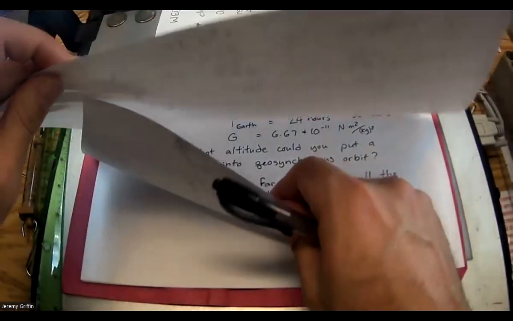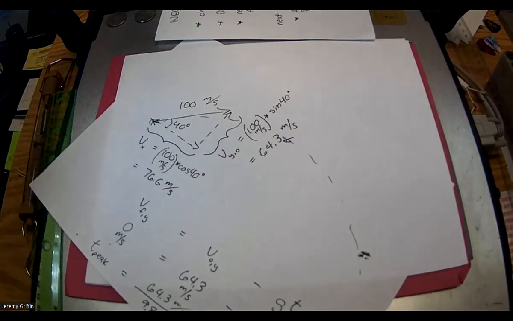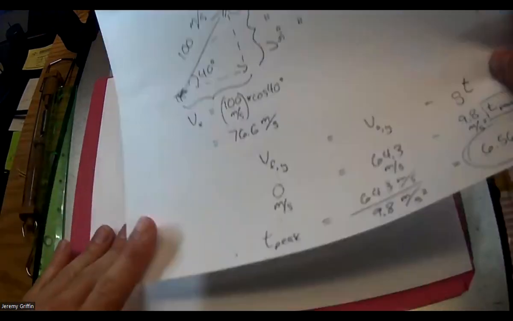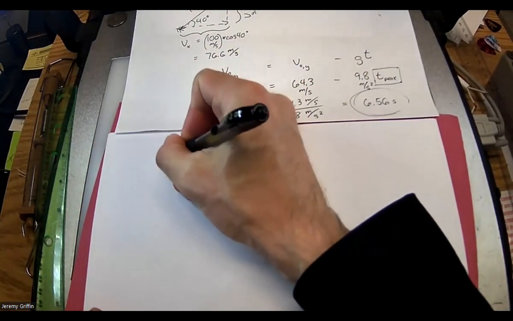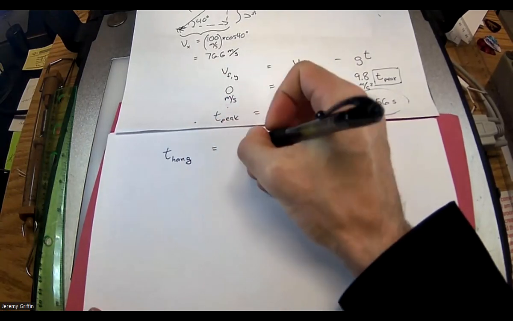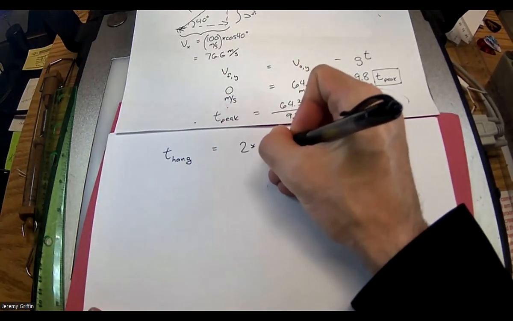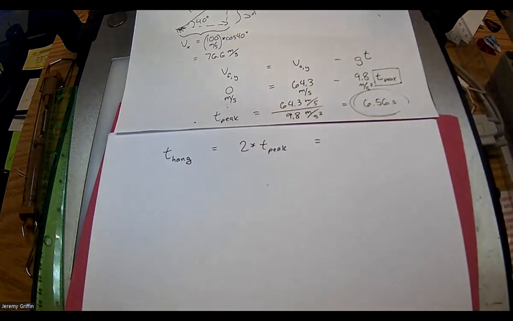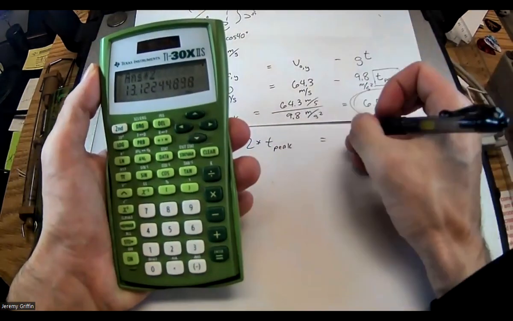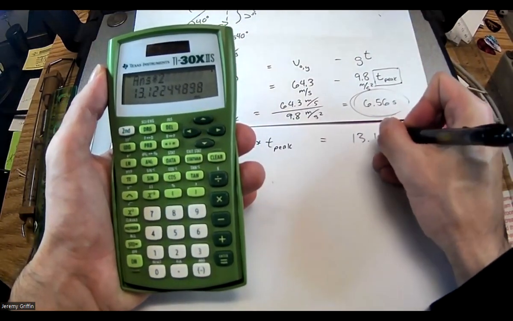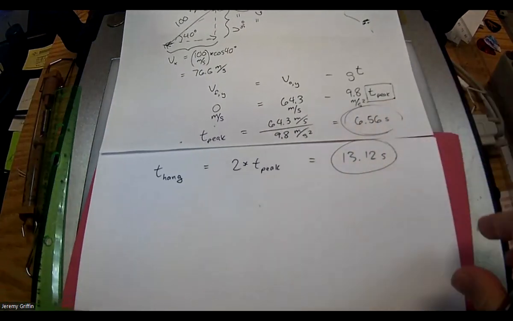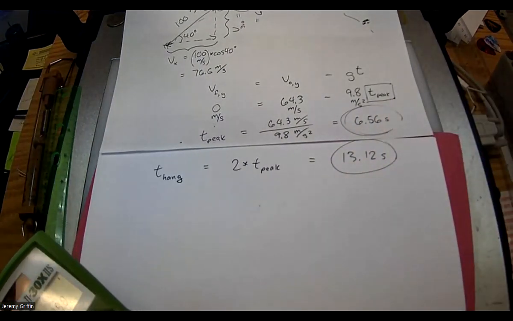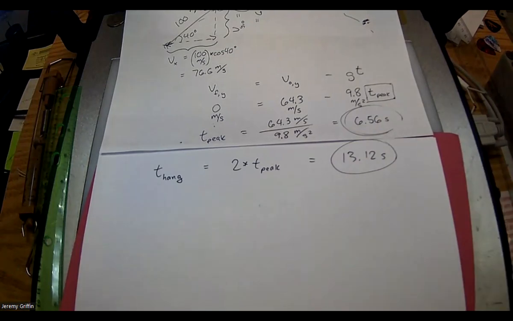Now, take this the rest of the way. If the time to the peak was 6.56 seconds, how do you get the full hang time again? You multiply by 2, two times the time to the peak. So let's multiply that by 2. That looks about right: 13.12 seconds. So that cannonball from blast point to crash point has been in the air a little over 13 seconds.